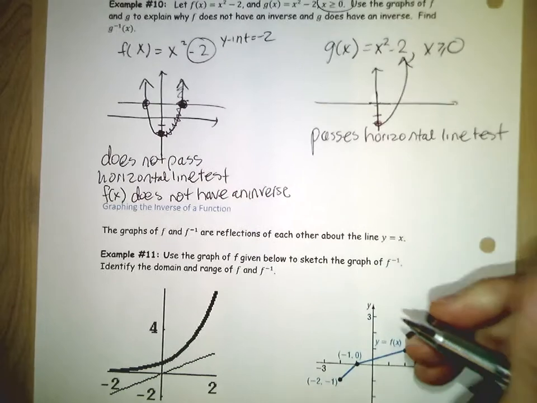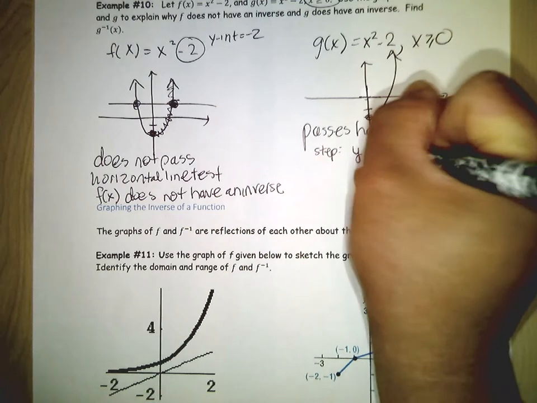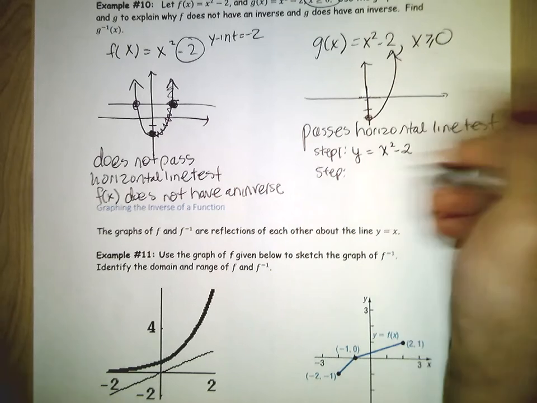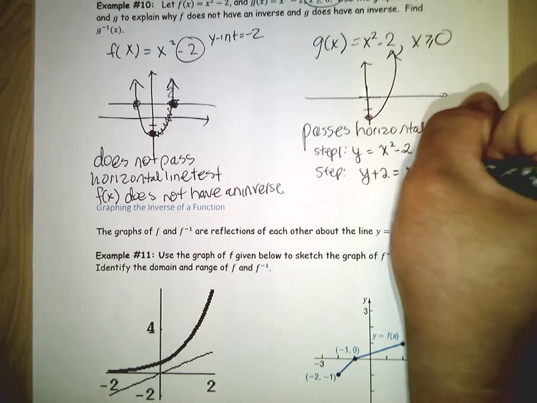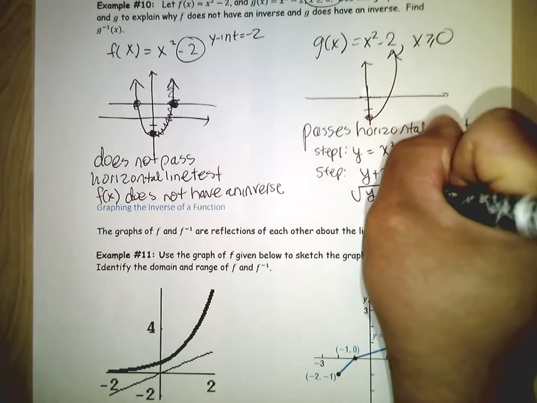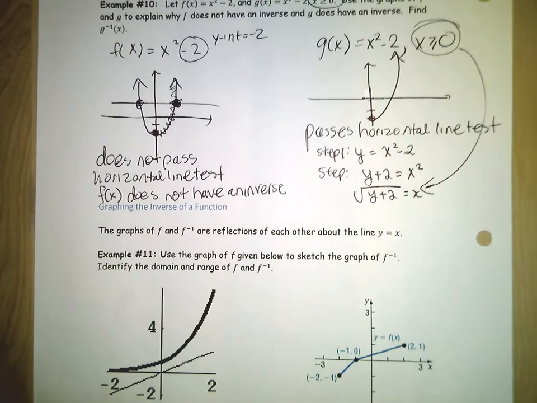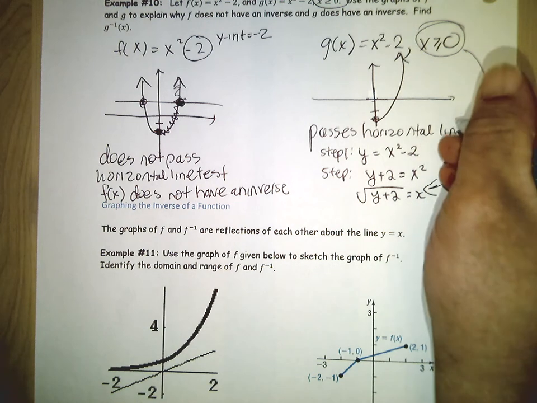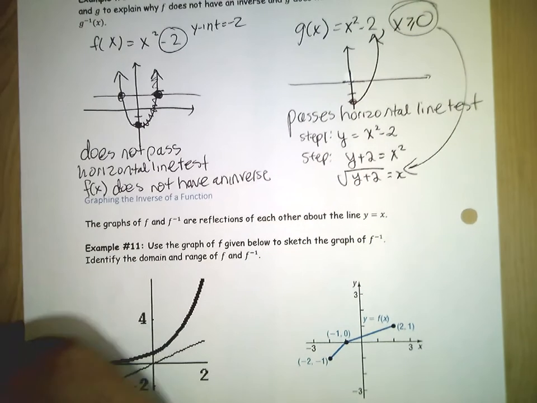And now we can find the inverse. Step 1 is changing this to y equals x squared minus 2. Step 2 would be solving for x. So let's add the 2, and then we'll take the square root. So the square root of y plus 2 is equal to x, but we don't need plus or minus because x was greater than or equal to 0. So that's why we only get one answer here and not 2, and why it therefore does have an inverse function.